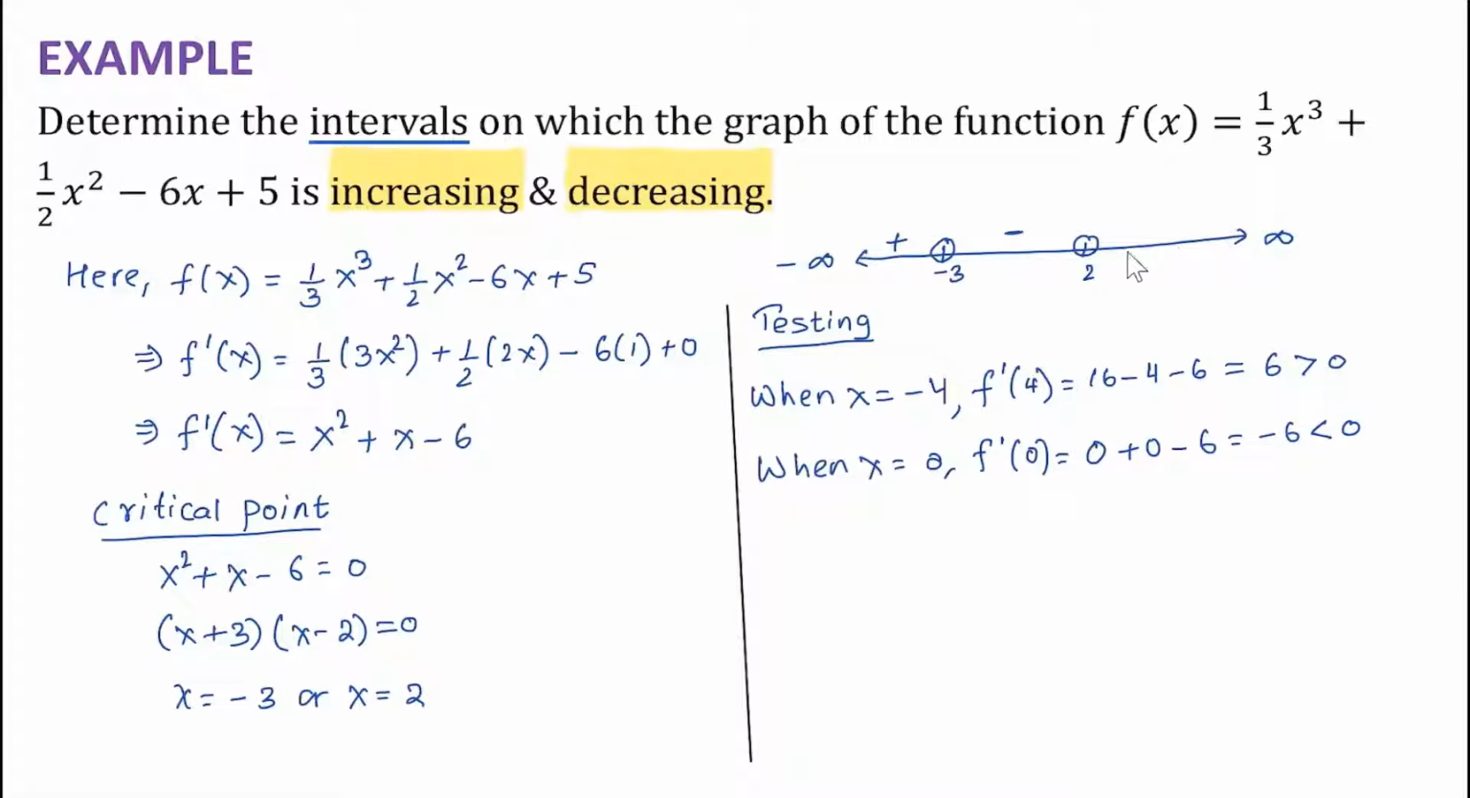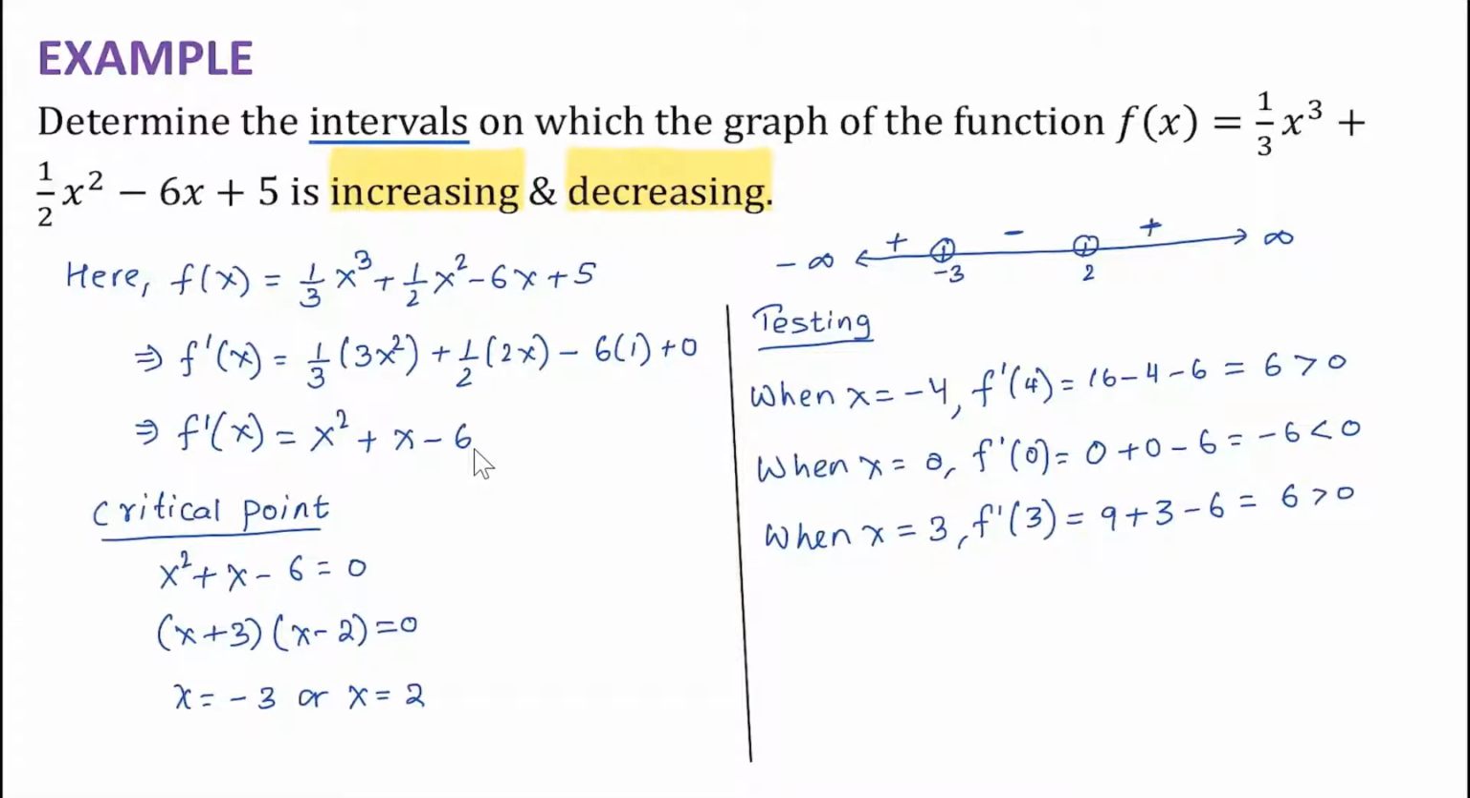Now we have to check this interval from 2 up to infinity. The best number that you can plug in is 3. So when x is equal to 3, your first derivative is 3 squared, which is 9, plus 3, which is 12, minus 6. 12 minus 6 is equal to 6, which is greater than 0, or positive.